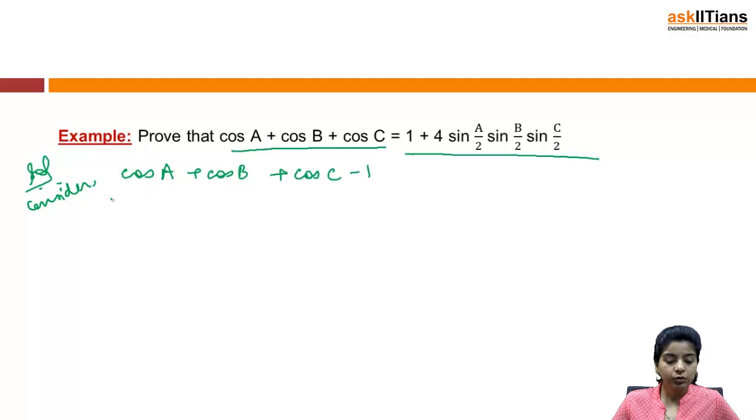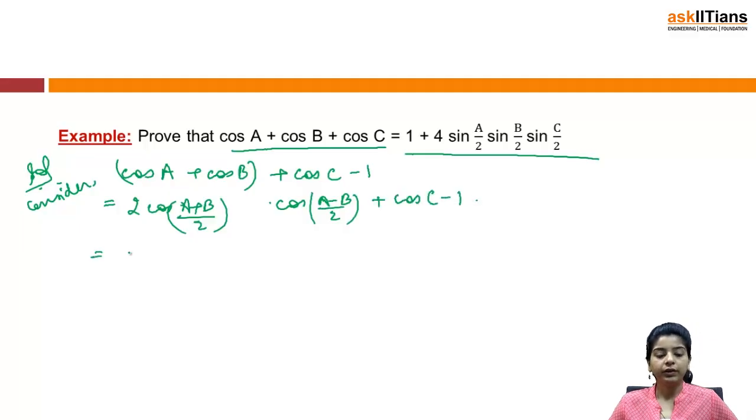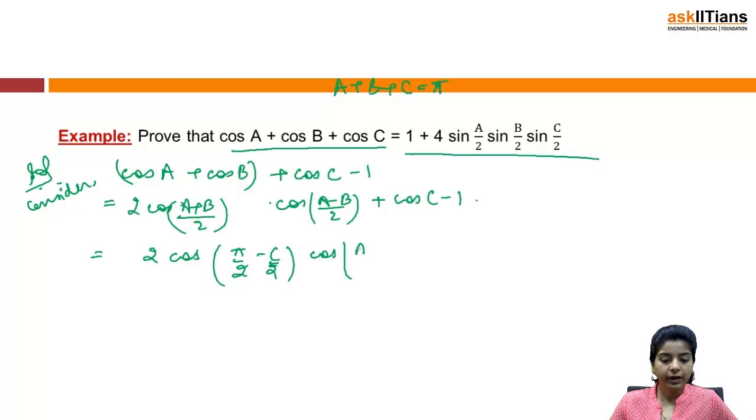So this is equal to, if I collect these two terms, 2 cos (A+B)/2 cos (A-B)/2 plus cos C minus 1. This is what we get. Then this gives me 2 cos, now A plus B plus C is pi. So I can write (A+B)/2 as pi/2 minus C/2, cos (A-B)/2, and the rest of the terms remain as they are.